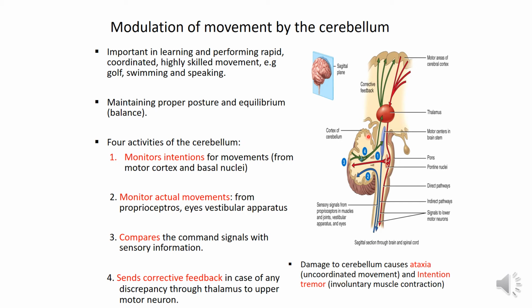Why? Damage of the cerebellum. Also, damage of the cerebellum is associated with what we name intention tremors or kinetic tremors. What is the meaning of intention tremors or kinetic tremors? It is involuntary muscle contraction that usually occurs during the production of voluntary movement, which is known as kinetic tremors.